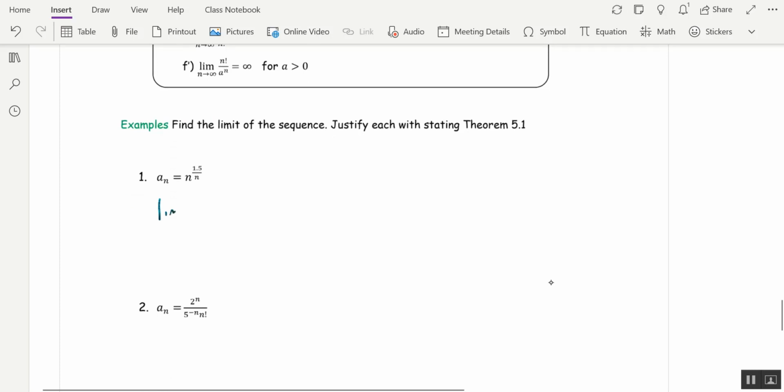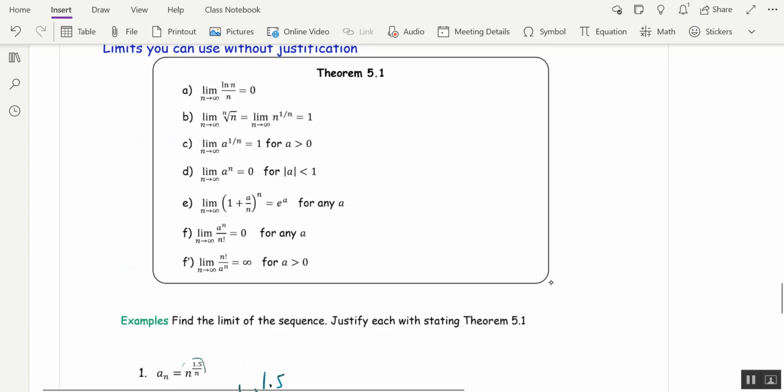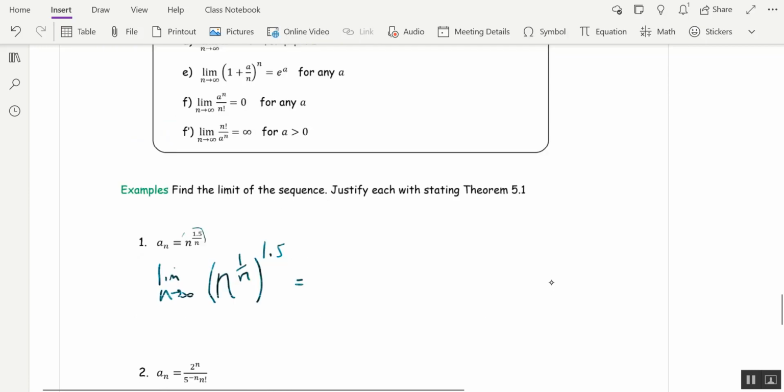So let's take the limit as n goes to infinity of n to the 1.5 over n. All right, and I'm going to rewrite that as I write it down. That's n to the 1 over n to the 1.5. Because if I have an exponent to an exponent, I multiply the exponents, and so I'm back here. Now what that allows me to do is use theorem 5, and let's see which one we're using. We're using part B. Okay, so this is, by part B, the limit as n goes to infinity of n to the 1 over n is 1, so I'm getting 1 to the 1.5, but that's just 1.